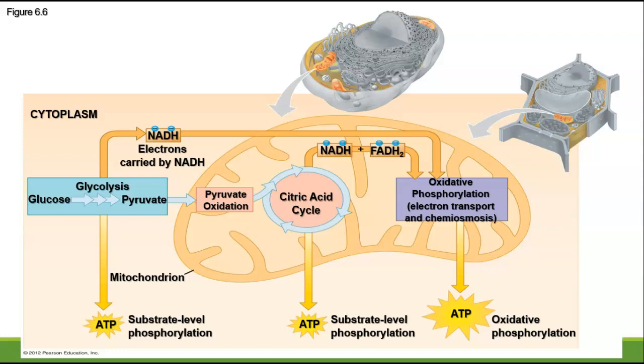Both NADH and FADH2 travel then to the inner membrane of the mitochondrion to undergo the process of oxidative phosphorylation, which occurs by means of electron transport of the electrons and chemiosmosis, which is the production of ATP by ATP synthase. And this whole process of the electron transport chain is called oxidative phosphorylation, because the final electron acceptor, as those electrons are passed through the electron transport chain, is oxygen.